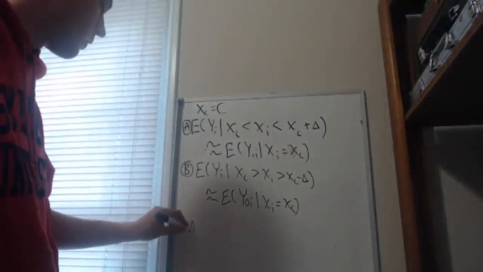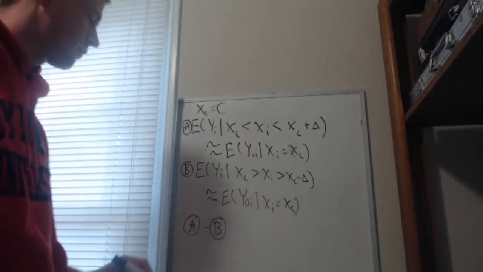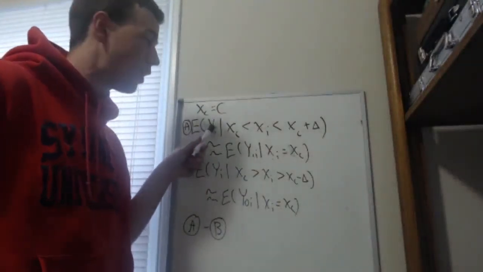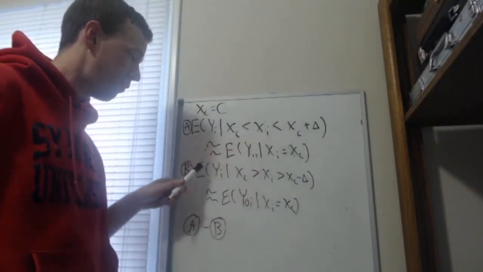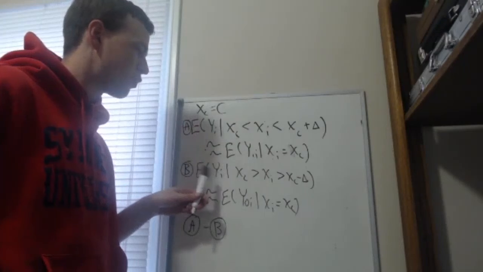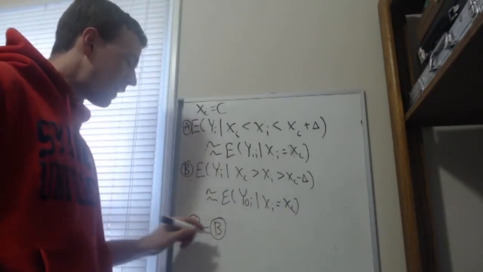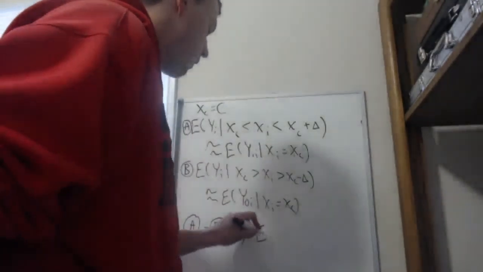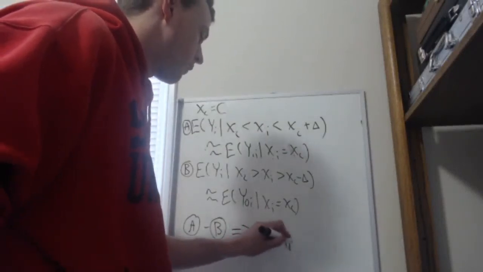Then if we take A minus B, the nice thing is that A is something we can observe. We know who these people are. These are people who got treated, who are just above the cutoff. And we can observe B. We don't have to do any fancy recalculations. These are people who are just below the cutoff who did not get treated. A minus B then gives us the causal effect that we are interested in.